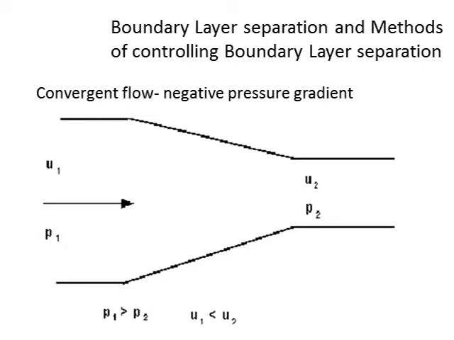Good morning to everybody. Convergent flow, that is a negative pressure gradient. Why does it say negative pressure gradient? Because the section is convergent, so the diameter at entry is more than at exit. So pressure accordingly goes on decreasing, velocity increasing. So P1 is greater than P2, U1 is less than U2.